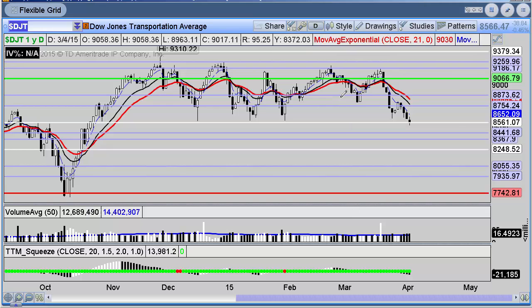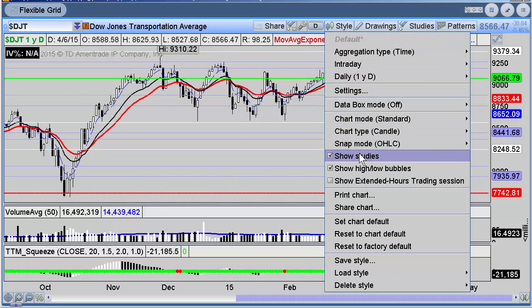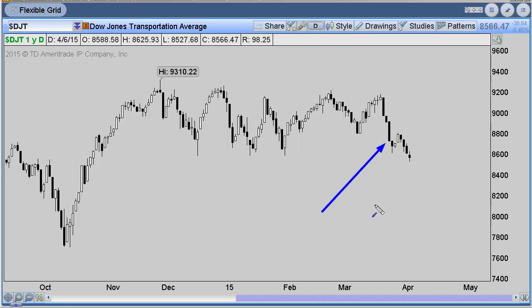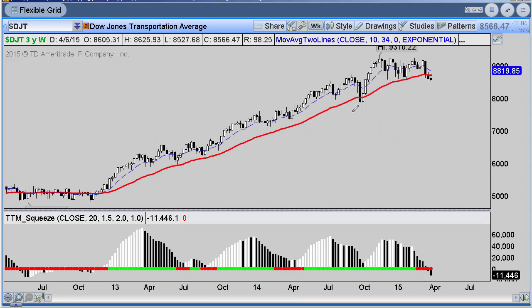A couple of things that I like to do, and this actually looks a little bit better without using studies, is anytime I look at a chart, I try to think, okay, the left-hand side of the chart is easy to read. Anyone can do that. I'm trying to figure out the right-hand side of the chart. With that in mind, I step back to the weekly and I say, is this in a bullish or a bearish trend? It is making patterns of higher highs and higher lows. That tells me it is currently still in a bullish trend.